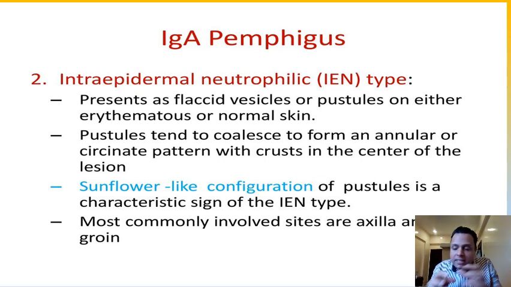Whenever you see such a sunflower lesion, it almost leads to your diagnosis of the intraepidermal neutrophilic variety. You can put that as a differential. Mostly the axilla and groins are affected, so intertriginous areas are involved. There will be flaccid vesicles or pustules. You know what a pustule is. So it is called the intraepidermal neutrophilic type, the IEN variety. Obviously you can use Dapsone as a treatment, because whenever neutrophils are there, you can use Dapsone. We will be discussing Dapsone in our next class.